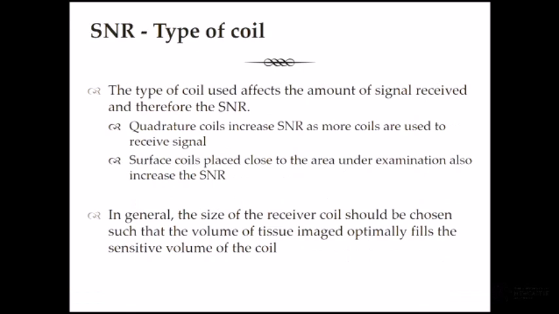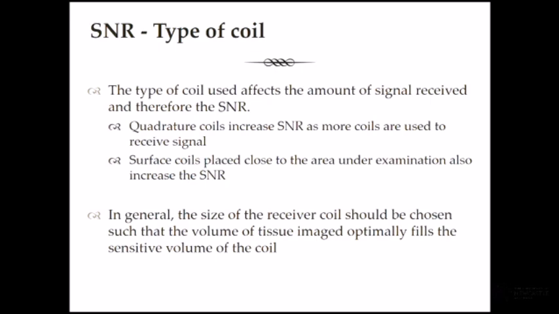As I said, probably the most important determinant of signal to noise ratio is the coil. The type of coil used affects the amount of signal received and therefore the SNR. We have different kinds of coils. Quadrature coils are ones that typically transmit and receive on the same coil. An example of a quadrature coil is something that has to cover the whole body, like a head coil where it slides over the head, versus a coil that you lie on. A spine coil, where you're just lying on the coil, is more a surface coil.